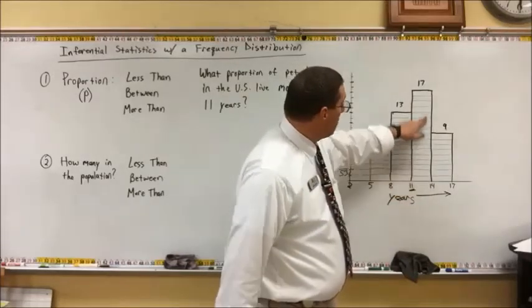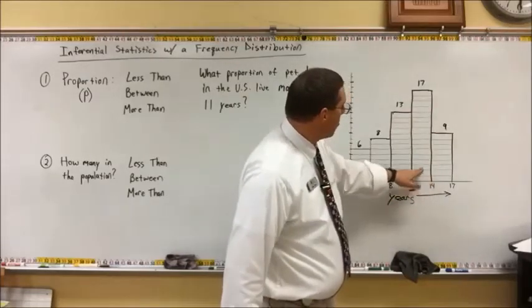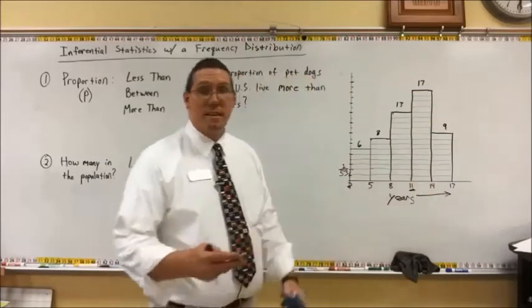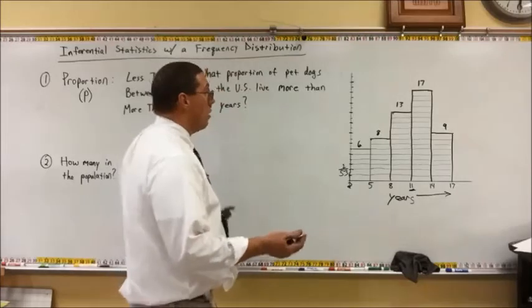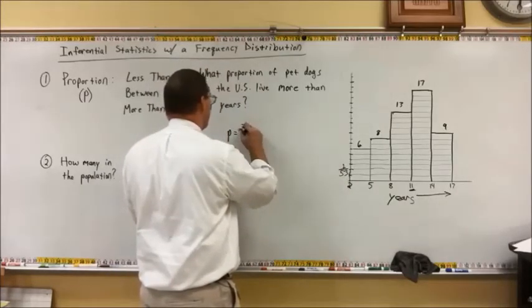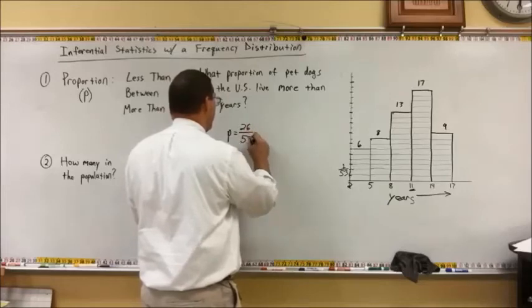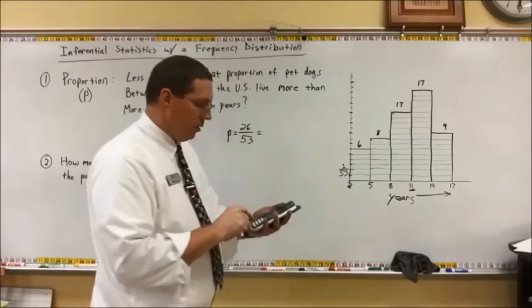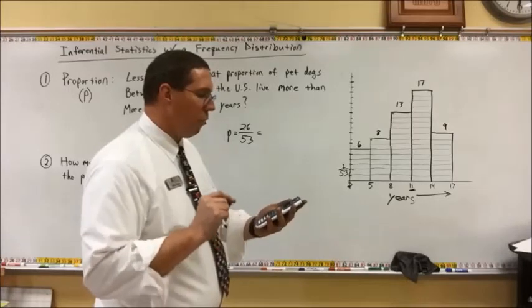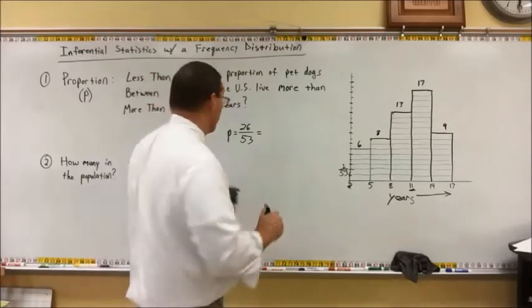So that's all these blocks plus these blocks. So that's 17 plus 9. That's a total of 26 blocks. And so that's 26 out of 53 blocks. So the proportion is going to be 26 out of 53, which we can plug in the calculator. 26 divided by 53 is equal to 0.4906.